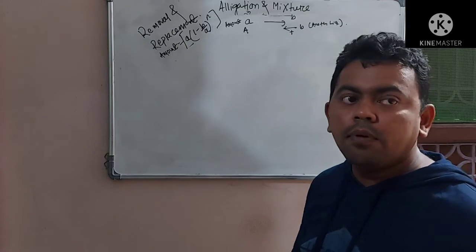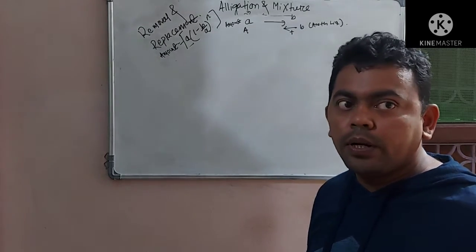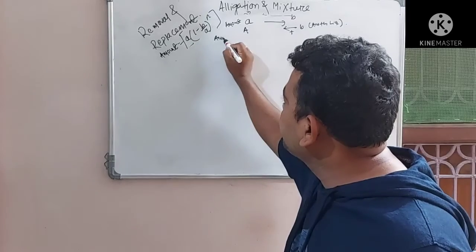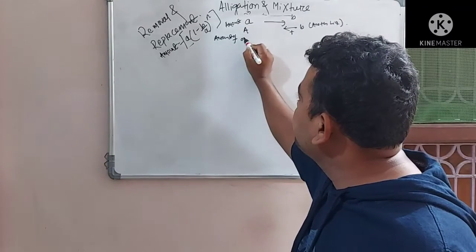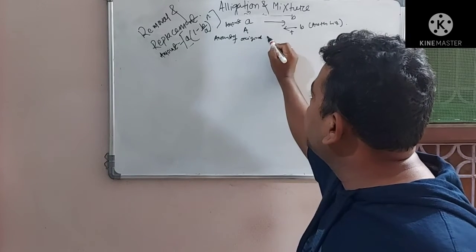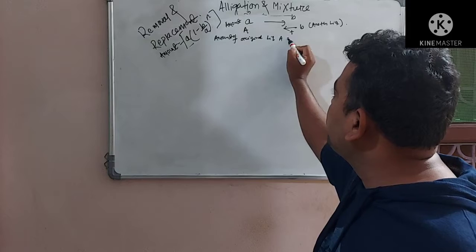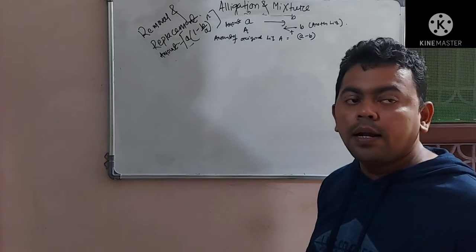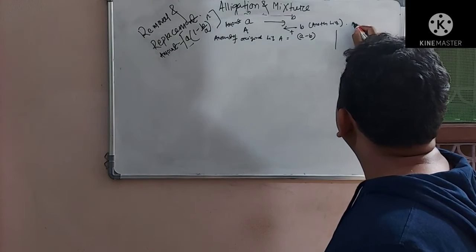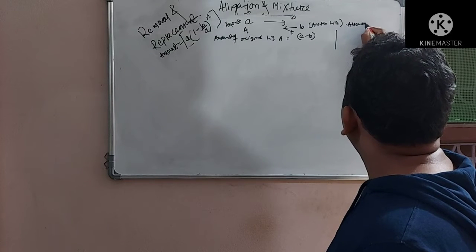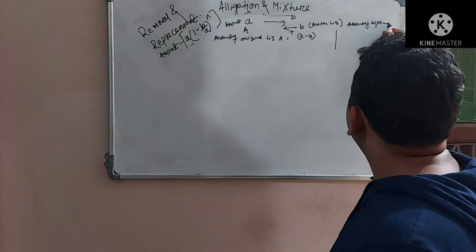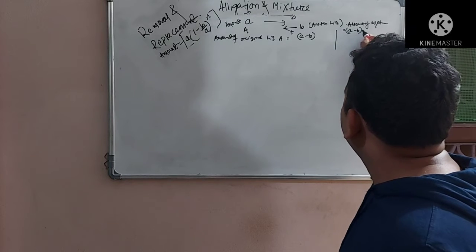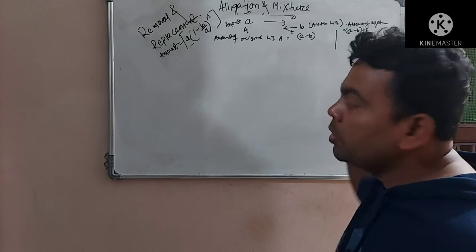So after removal and replacement, the amount of original liquid A is equal to A minus b, and the amount of mixture is equal to A minus b plus b, which is equal to A, which is always the same.